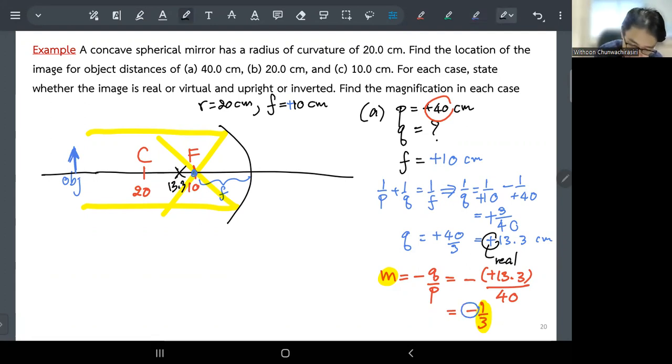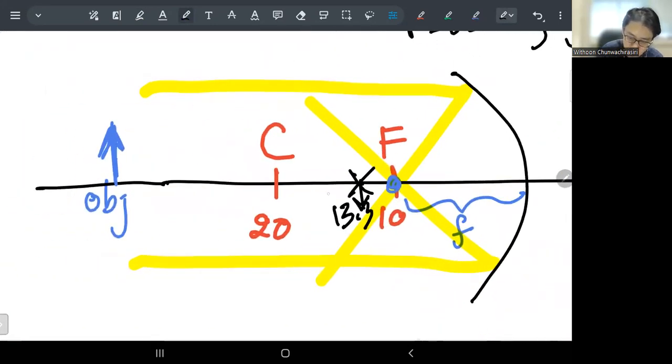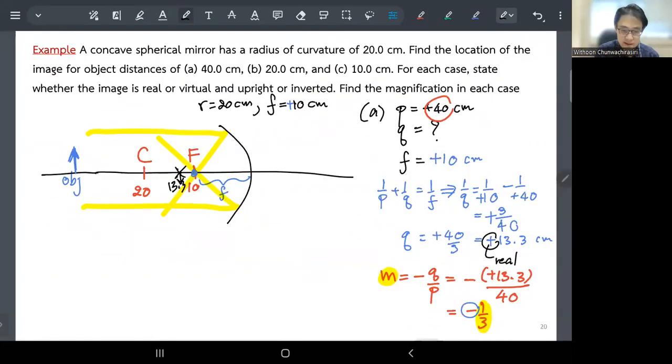So that's it. I can draw right away. The image is down here. A mini one here. I don't know, can you see it? It's 1/3 of the height and it's inverted. That's it. You're done. Got that one? This is how it's being used over here.